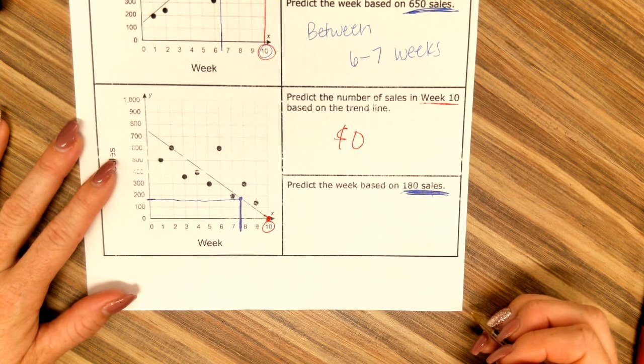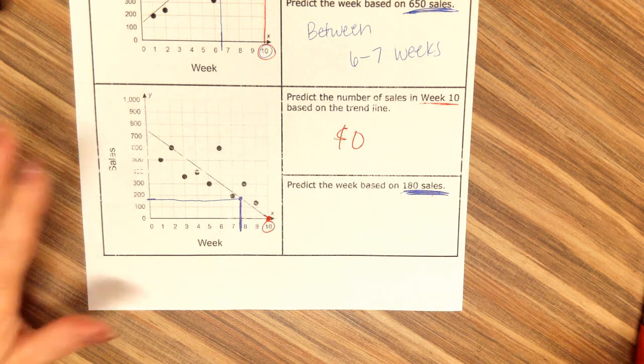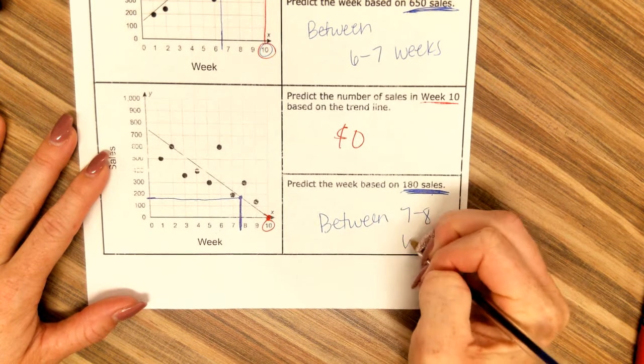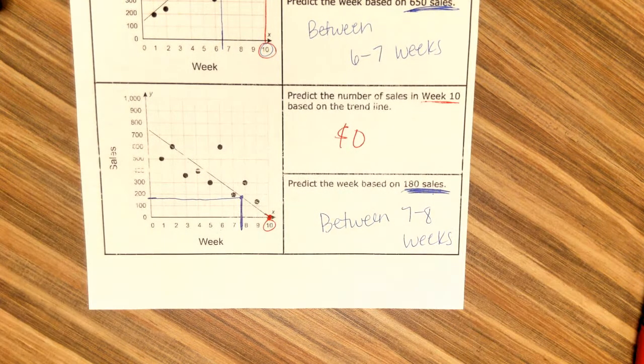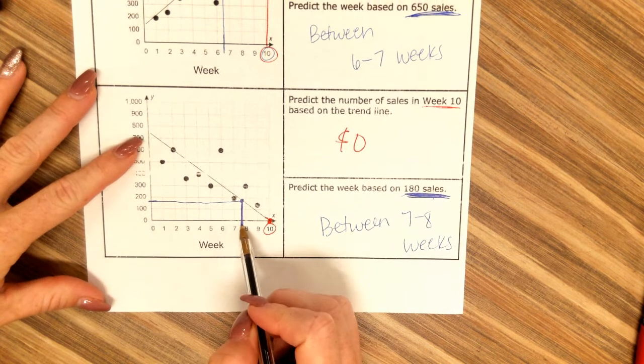So between 7 and 8. Now, could you guess 8? Because it's closer to 8, yes. But for right now, I would say between 7 and 8 weeks. On the assignment, it's multiple choice, so you would have to pick the closest answer. The closest is really like 8, yes?